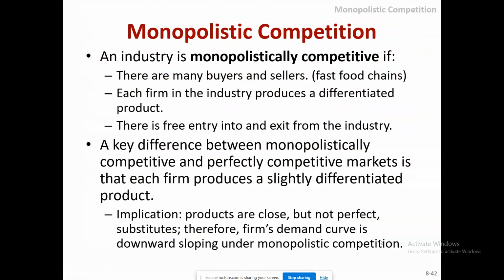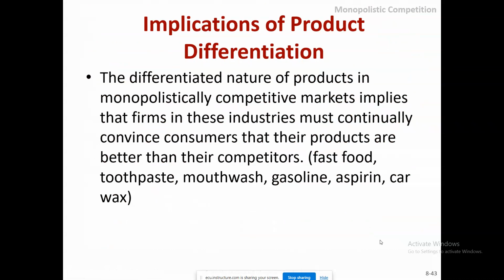So they are producing differentiated products. It is very similar to the perfect competition market structure, but the products are differentiated. So products are close but not perfect substitutes. Therefore, each firm's demand curve is downward sloping under monopolistic competition. Also, many products we use daily are from monopolistic competition markets, such as fast food restaurants, toothpaste, mouthwash, detergent, gasoline, aspirin, car wax, allergy medicine, cosmetic products, the clothes industry, and bottled water.